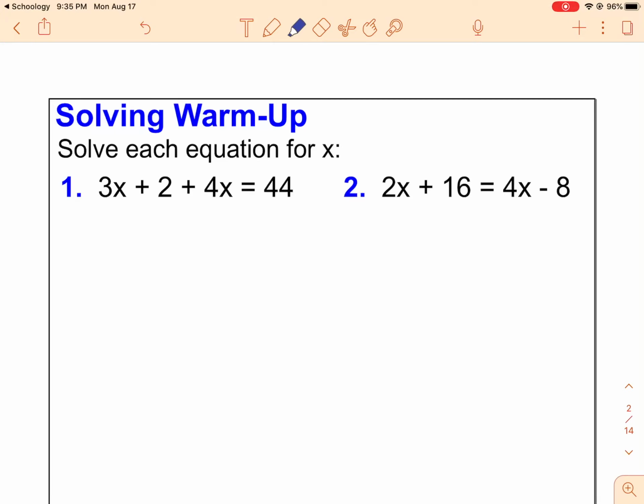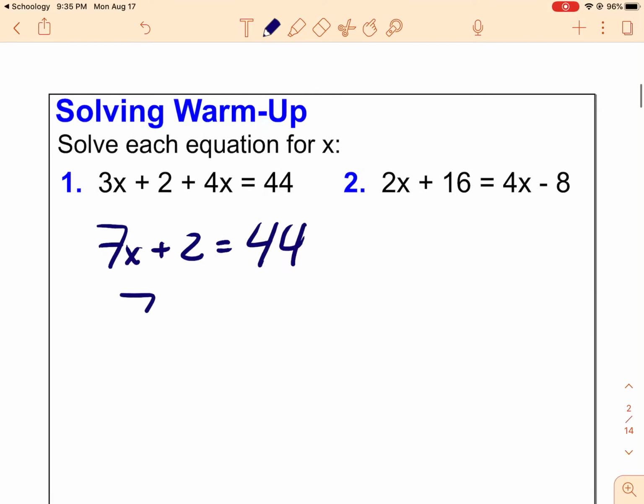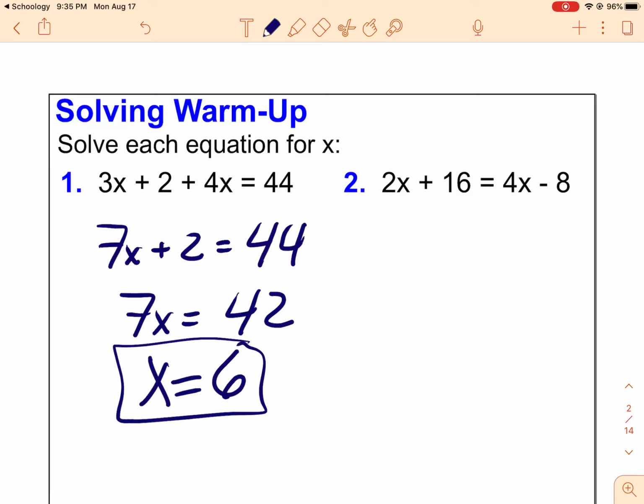As you solved it, you should combine like terms. And then you would subtract the 2 from both sides, which gives you 7x equals 42, and then divide both sides by 7, and you get x equals 6.